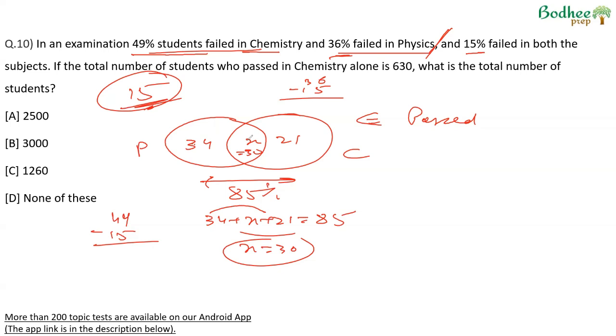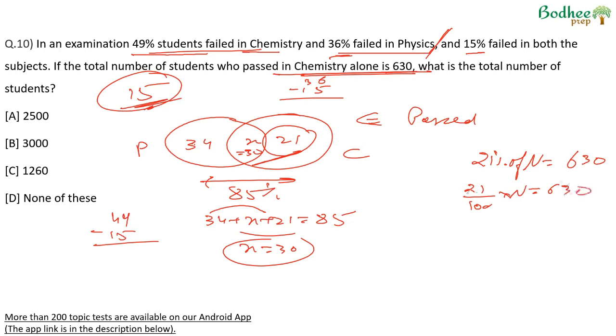Which means 51% passed in chemistry, 49 failed in chemistry, 64% passed in physics, 36 failed in physics. Now the question is the total number of students who passed in chemistry alone. We know that chemistry alone is 21%. So 21% of the number of students would be 630. So 21 upon 100 into n is 630. 21 threes are, so n becomes 3000. The number of students is 3000, which becomes my answer. Again, in terms of level of difficulty, I'd say moderate, about 2 minutes to solve.